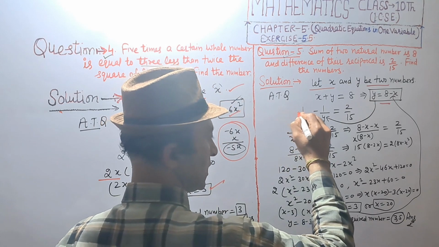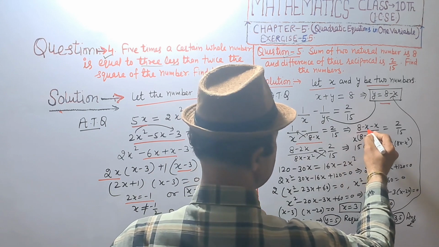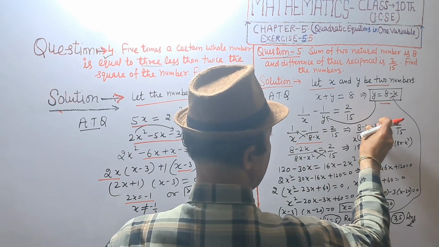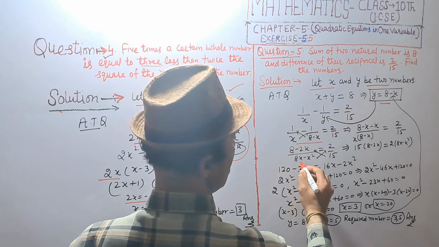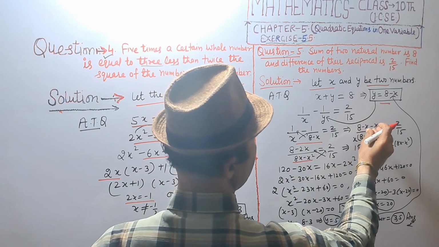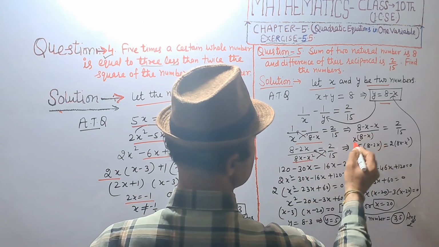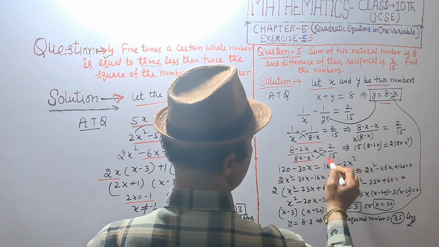cross multiplying both sides. 8 - x into 1, that is 8 - x. x into 1, x. Minus x, that is -2x. (8 - 2x)/(8x - x²). LCM is x into (8 - x). 8 into x, that is 8x. x into x, that is x², equal to 2/15.